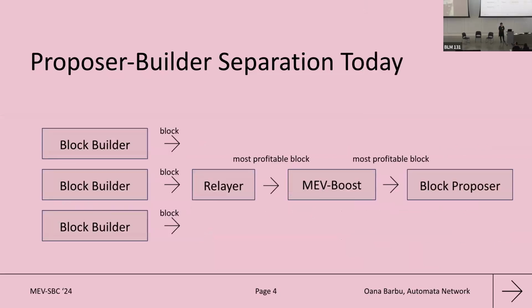And the de facto implementation of PBS today is MEV Boost. A rough description of how it works: we have multiple builders that each build their block and send it to a relayer. In this diagram, it's a single relayer, but there can be multiple relayers involved. Each relayer will pick the most profitable block based on the ones submitted, and will send it to the MEV Boost, which is a sidecar that the proposer will run if it wants to use PBS instead of creating a block on their own.